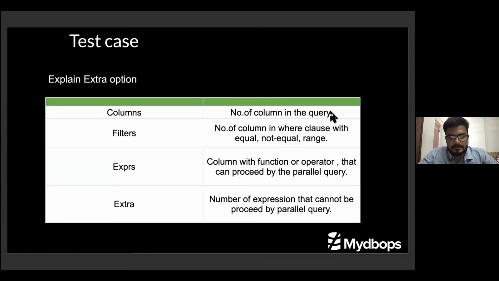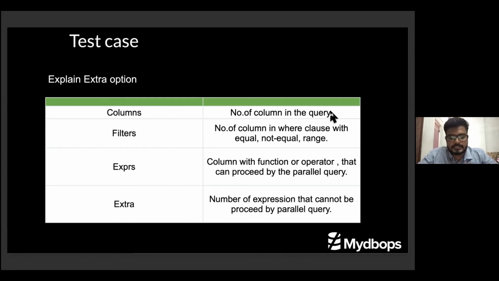Then filter means, as mentioned, it will work better in equal or range conditions. So in filter, it will show how many columns are satisfied in that. In the expression option, it will show how many columns are using a function or any operators, that means equal to, or like that. At this situation, it will show the number of columns in it.